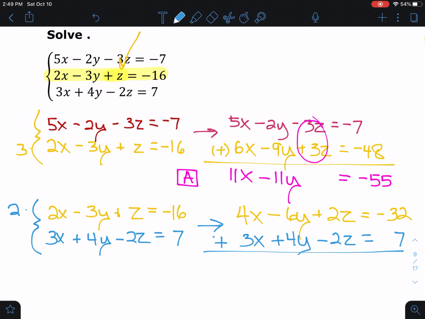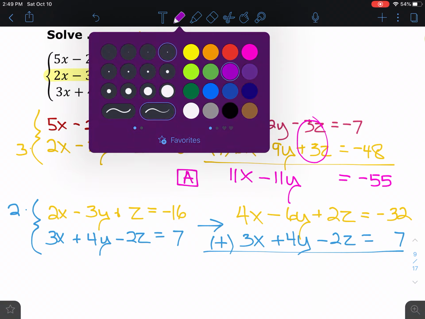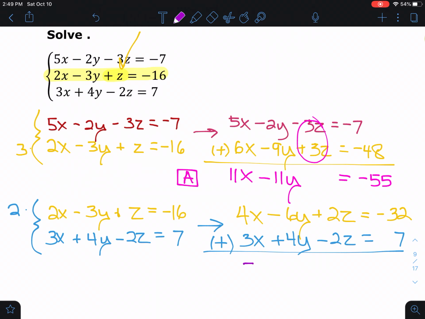Okay, we're going to put these together. So this would be 7x minus 2y equals negative 25. Careful, make sure you watch your signs. You'll be really frustrated if you miss signs. It'll mess the whole thing up. We're going to call this equation B. So now notice equation A and B, they both don't have a z in them. That's what we were trying to do.